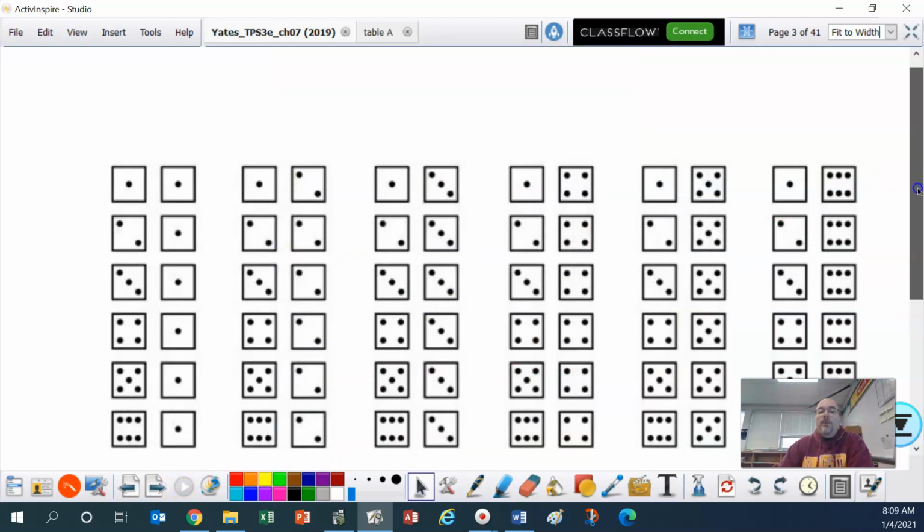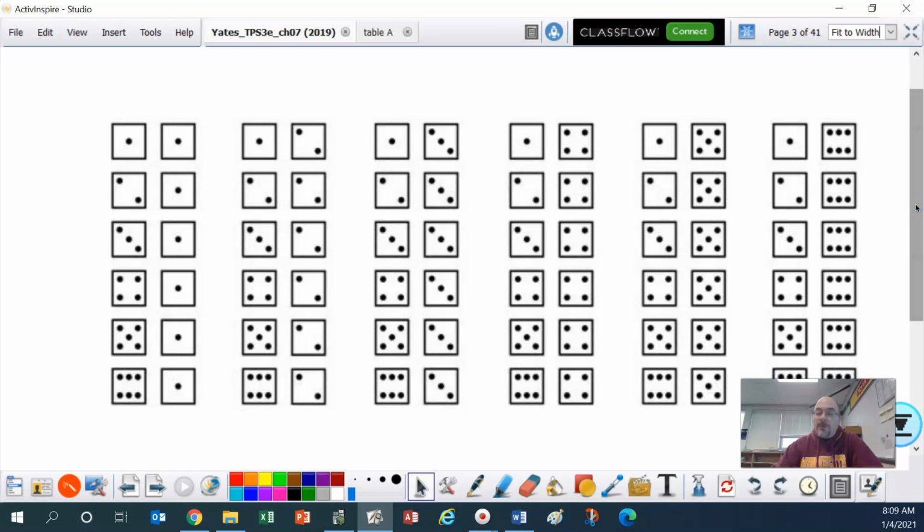We're going to be talking about the probability with a pair of dice. A pair of dice, and here are all the outcomes. Remember, this is the sample space. So you might roll a 1-1, a 1-2, a 1-3, and so on. So this is the visual of that.